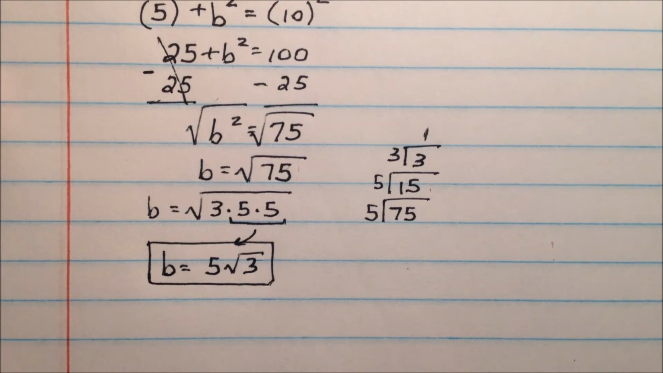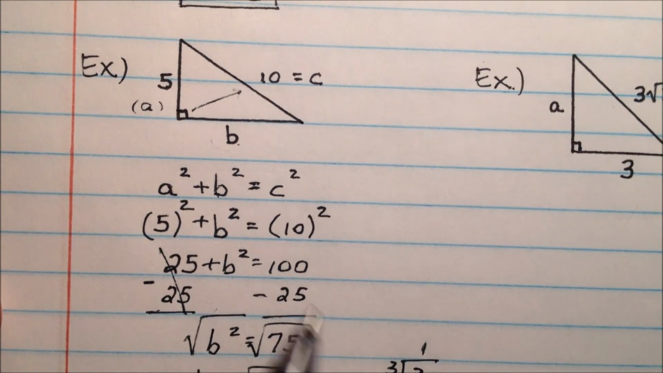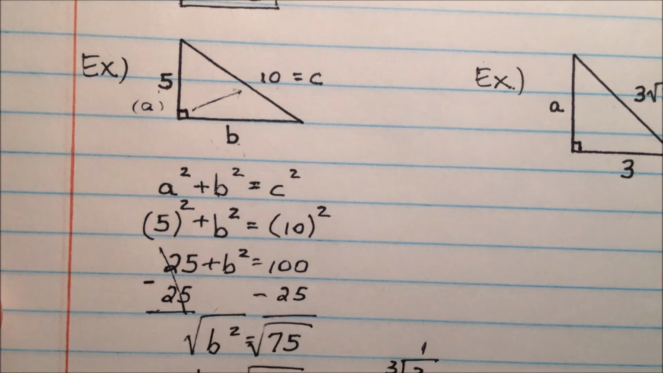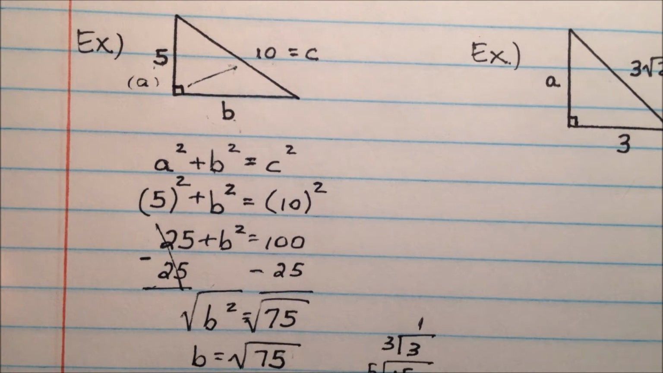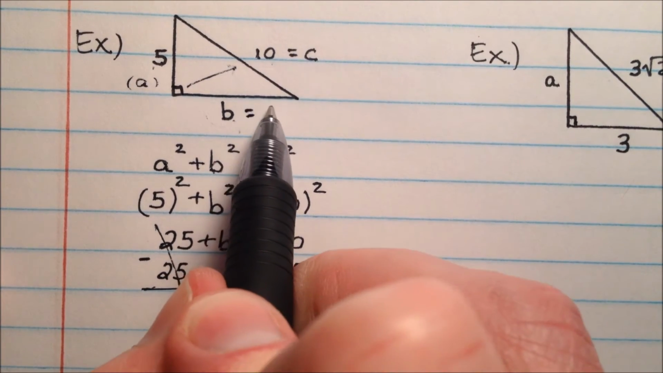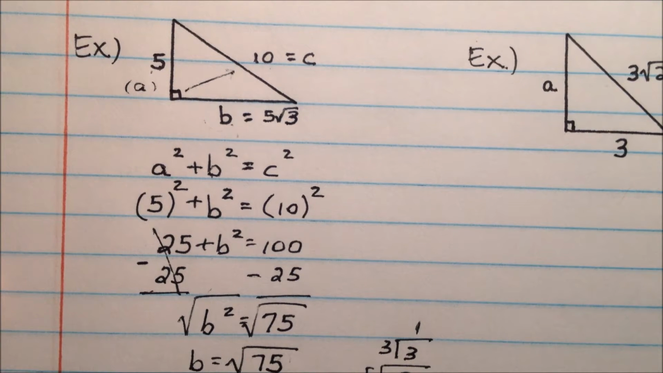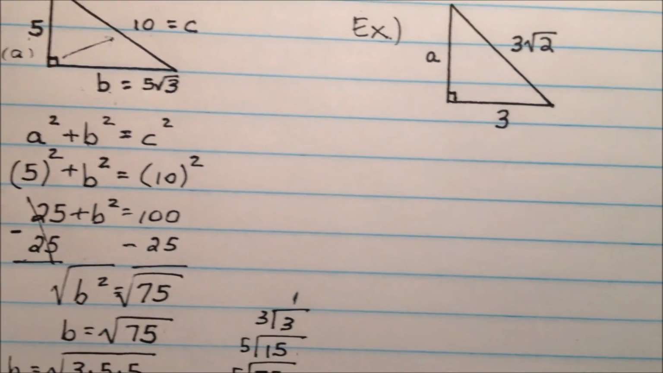So whenever I started with my right triangle up here that had 5 as one leg and b is the other leg and 10 is the hypotenuse, I know that my b value is going to be 5 times the square root of 3 for my final value on that length. Okay, let's go tackle another problem.